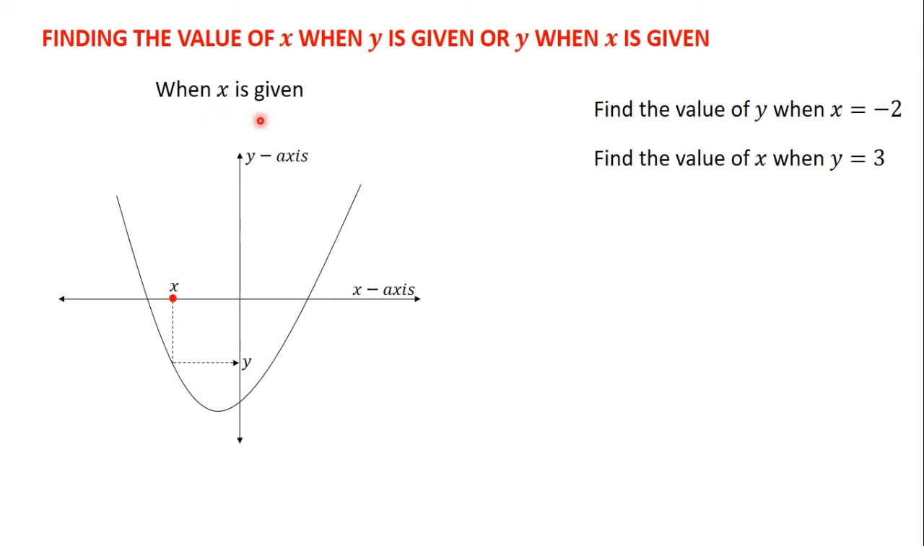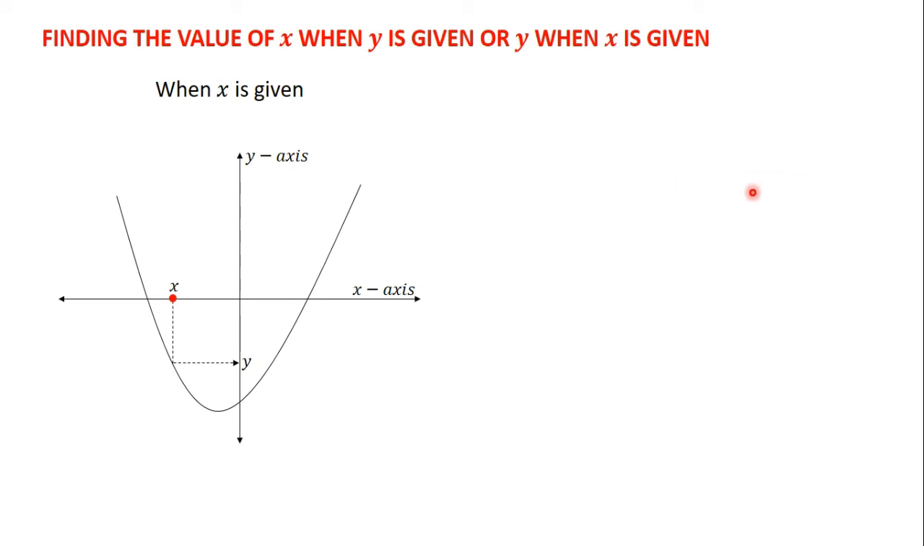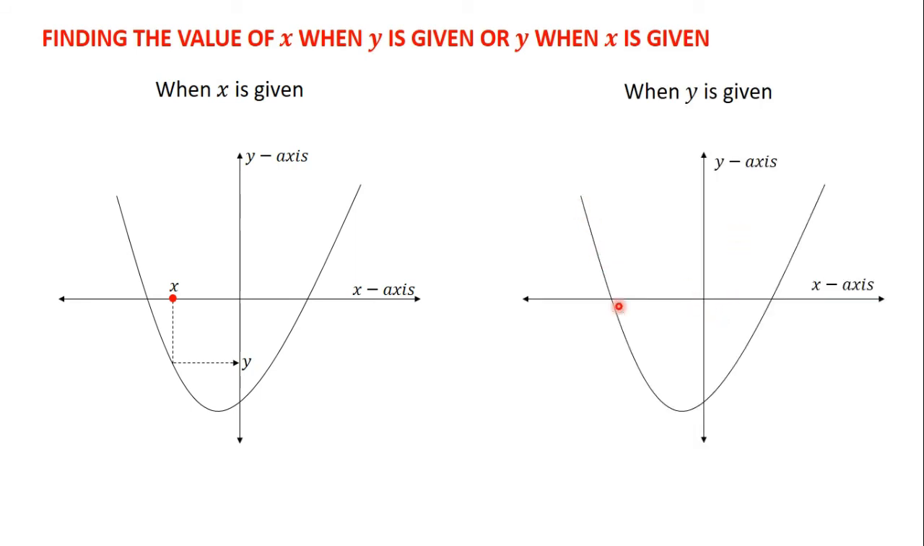What about when we are given y and we are being told to find x, as we have in the second example here? We are being given y as 3 and we are being told to find x. How do you go about it? Let's learn how to do that. When y is given, once again, let's assume that this is the graph of the quadratic function. We are going to find x when y is given.